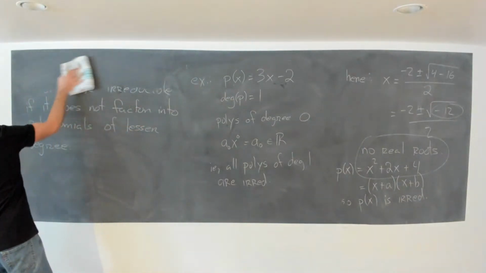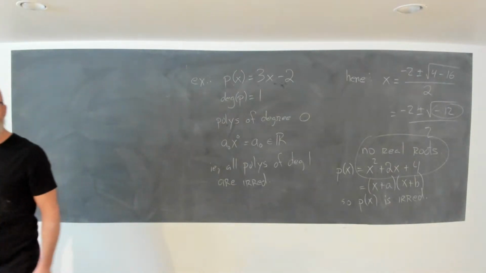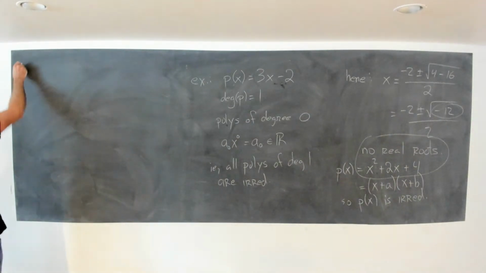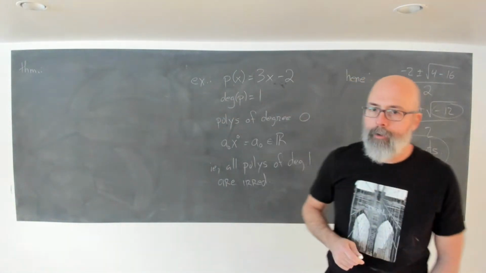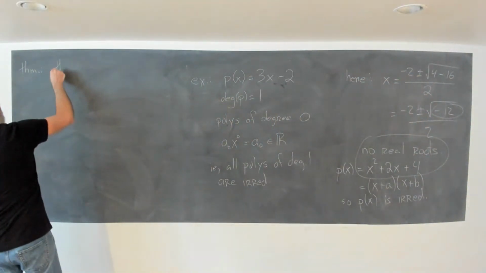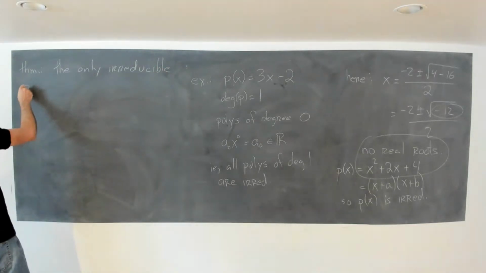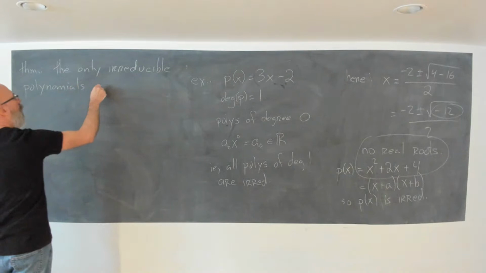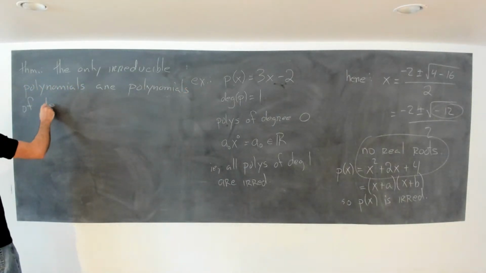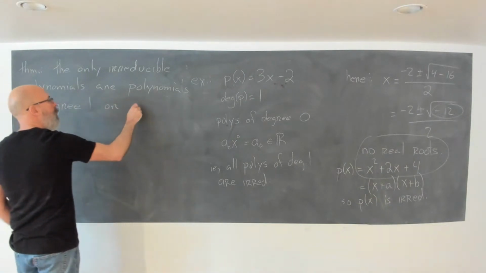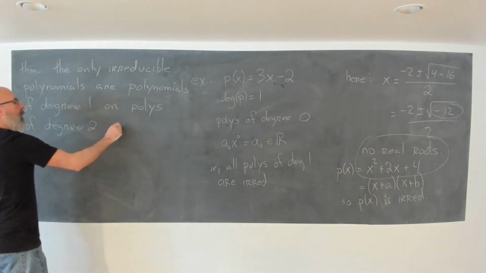And wouldn't you know it, these are the only irreducible polynomials. Somewhat unexpected result, a priori, right? Theorem. The only irreducible polynomials are polynomials of degree 1 or polynomials of degree 2 with no real roots.